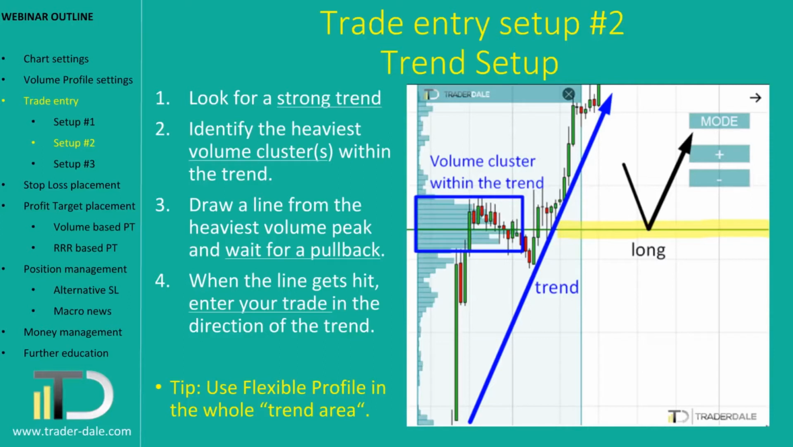So the logic behind the trend setup is that, for example, in this picture, strong buyers are pushing the price upwards. Then they stop for a while and they accumulate another buying position. They're adding to their buying positions, and afterwards they push the price even higher. So when there is a pullback to this level again, to this volume cluster again, those buyers will be defending their buying positions and they'll push the price upwards.